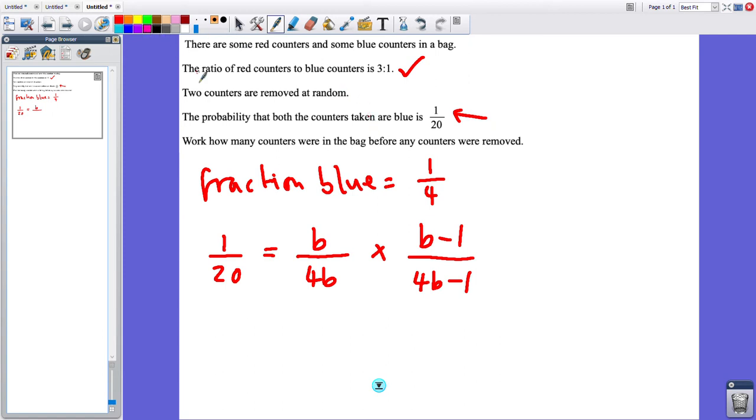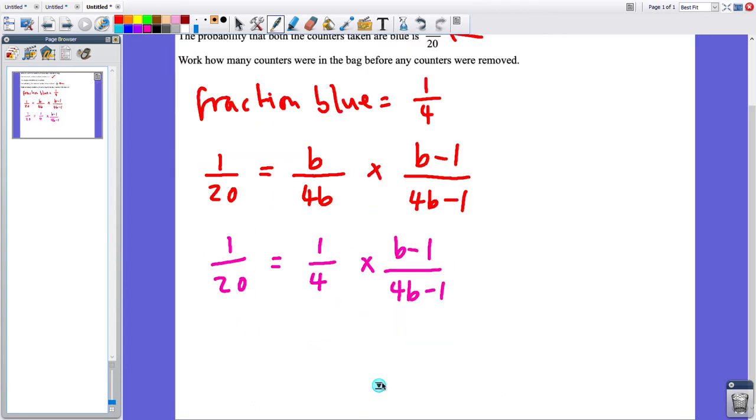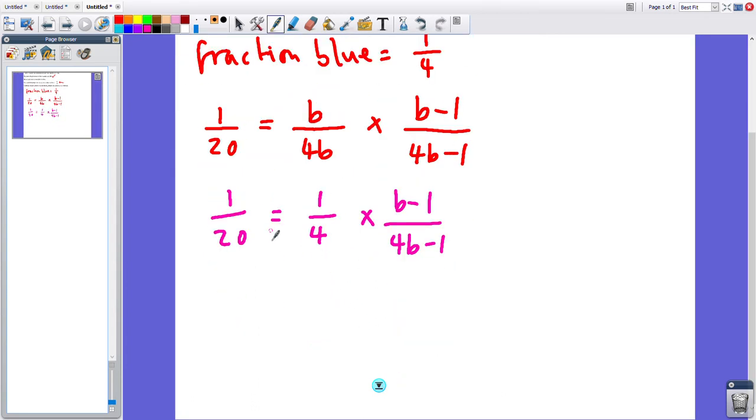I can rewrite this as 1 over 20 is equal to B over 4B, which is just 1 over 4. So 1 over 20 is 1 over 4 times B minus 1 over 4B minus 1. I could just divide both sides by a quarter. 1 over 20 divided by 1 over 4 is 1 over 5. So 1 over 5 is equal to B minus 1 over 4B minus 1.